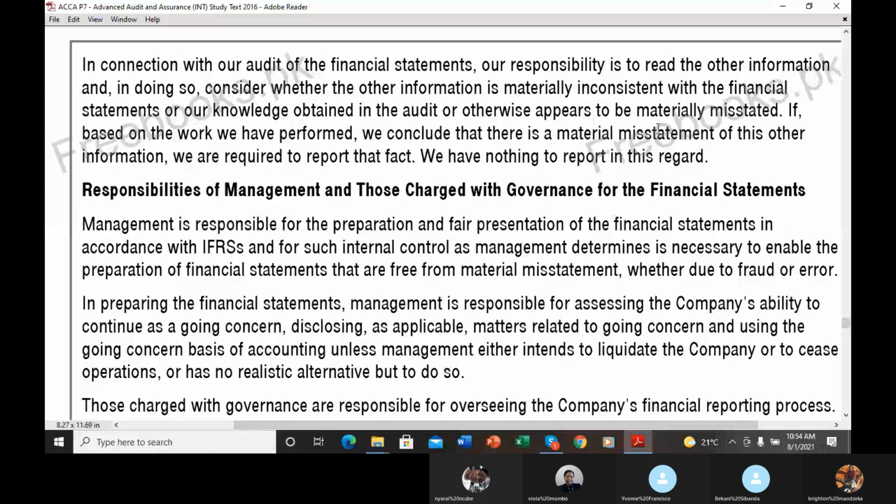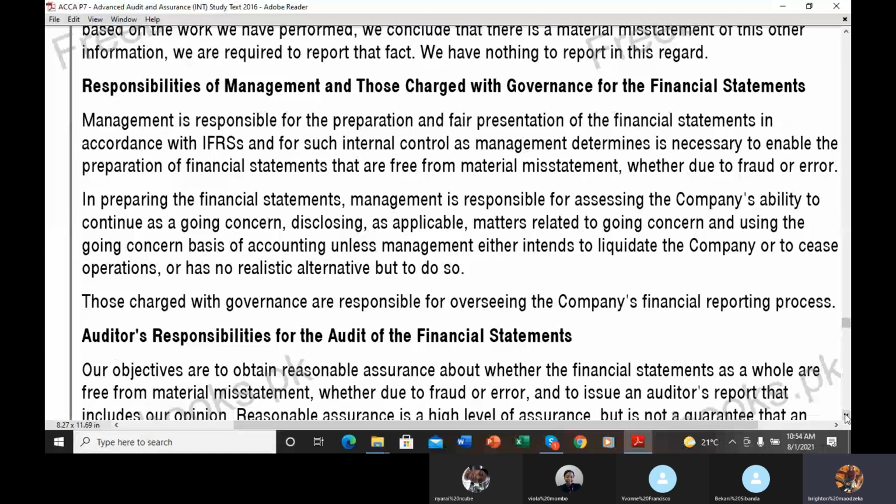Then another heading we should include: responsibilities of management and those charged with governance. Tell me, guys, when we say those charged with governance, what are we referring to? What are these stakeholders? I think we are referring to the board of directors and other subcommittee boards, isn't it? That's good. So you should know their responsibility. You should report on that.